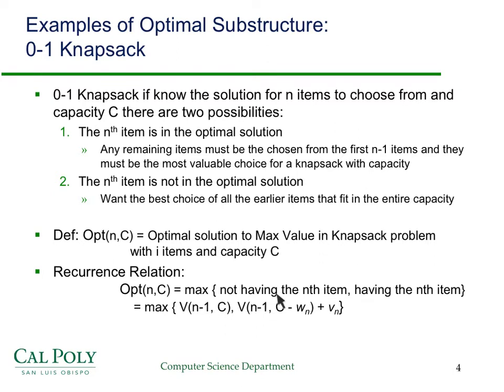That solution either has the nth item in it or it doesn't have the nth item in it. If it doesn't have the nth item in it, then clearly it would have to be the optimal solution for just n minus one items in a knapsack of capacity C. If it does, then it would be the value of the knapsack using n minus one items as its consideration set with a knapsack of capacity C minus W of n. That's the weight of the nth item, so there's less room in the knapsack, plus the value of item n because that's now included in the knapsack.